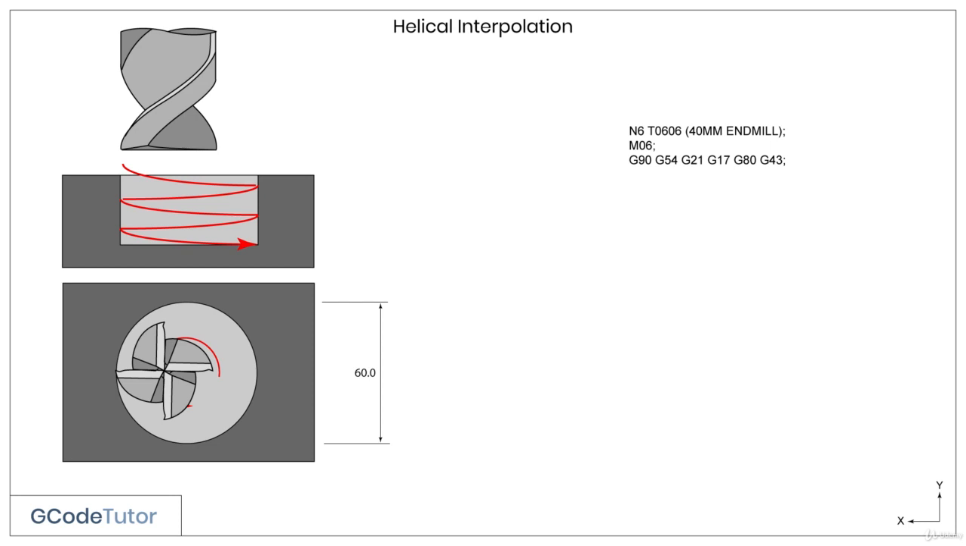And finally G43, which is our cutter compensation. Calling upon a G43 with no offsets tells the machine to look into the tool table and pull the offsets from the tool table from offset 6, tool 6. The S value defines our spindle speed, and M03 turns the cutter on in a clockwise direction.